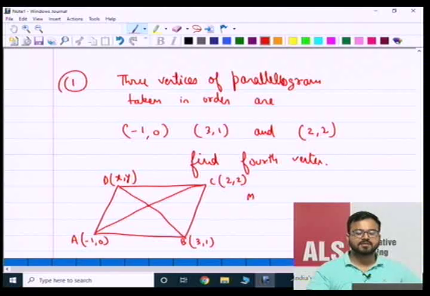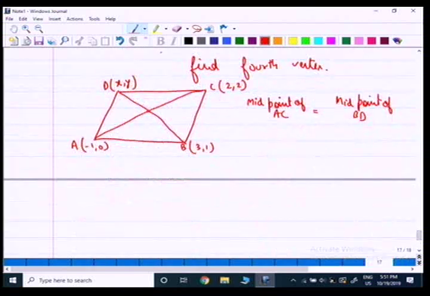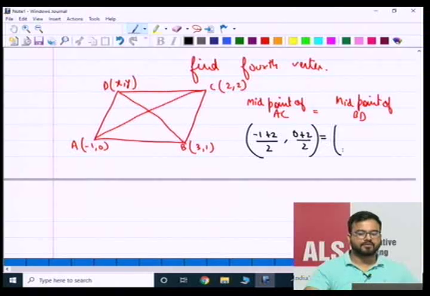So the midpoint of AC will be equal to the midpoint of BD. This is the way in which we will solve this. So what will we write? The midpoint formula is x1 plus x2 divided by 2. So the midpoint of AC is minus 1 plus 2 divided by 2 for x, and for y it is 0 plus 2 divided by 2. For BD it is 3 plus x divided by 2 and 1 plus y divided by 2.